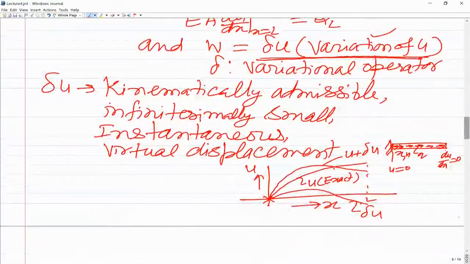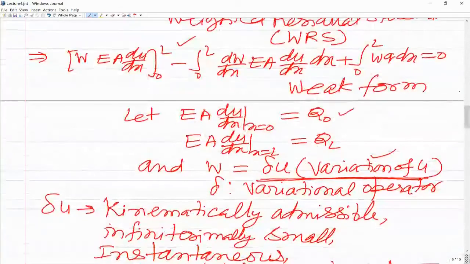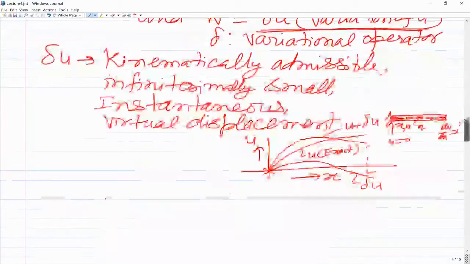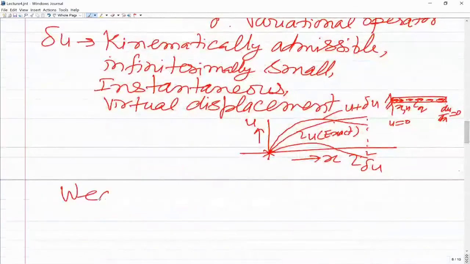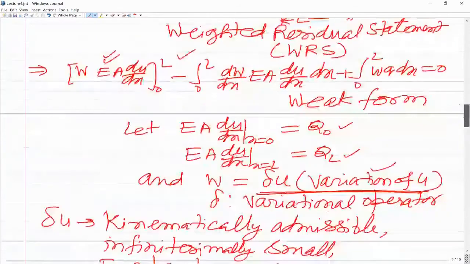So we take this as delta u. If we take w equal to delta u, and also make use of this notation, that a into du by dx at x equal to 0 is q naught, and at x equal to L is q L, then looking at the first boundary term, we can write the weak form we have got. The first term is the boundary term, a product of two things, w and this one.